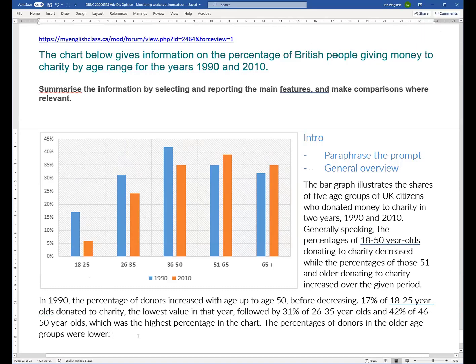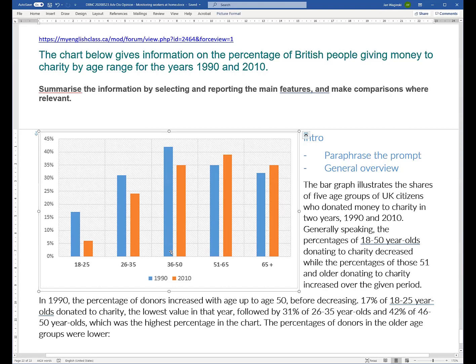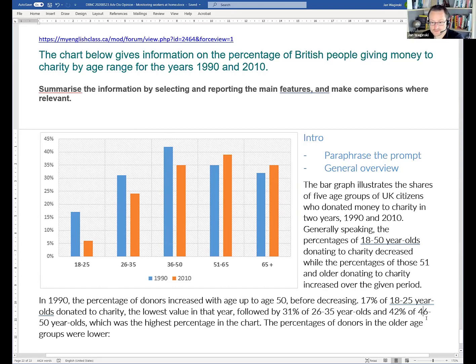I'm wondering about the second line, followed by 31 of 26 to 35 years old, and 42% of 46 to 50. Where did you bring this one from? 46 to 50, that's the blue bar. Oh yeah, 36, not 46. Yeah, 36. Now I got it, thank you.